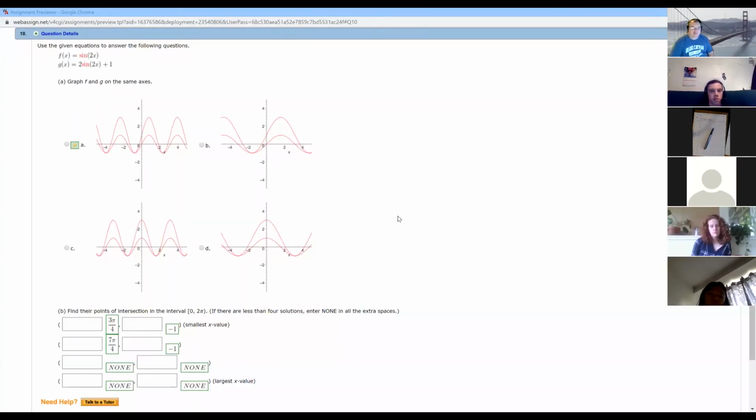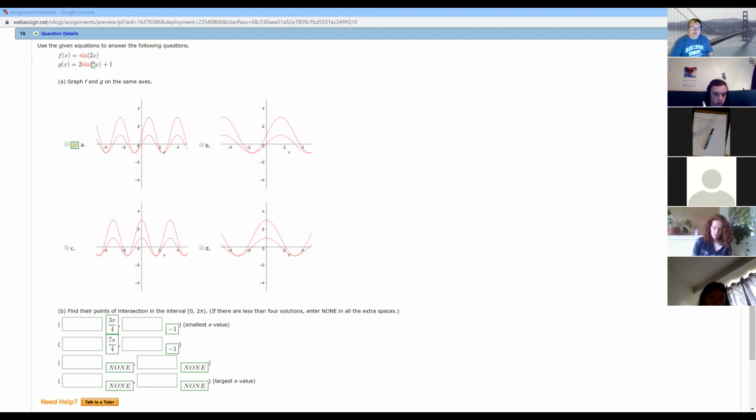So I'm going to share the screen to show you what question 10 looks like. Pardon me for the pausing. There, okay. Should be sharing that screen. So this is what question 10 looks like. You have a function called sine of 2x. You have another function called 2 sine 2x plus 1. And it's got the graphs of them.